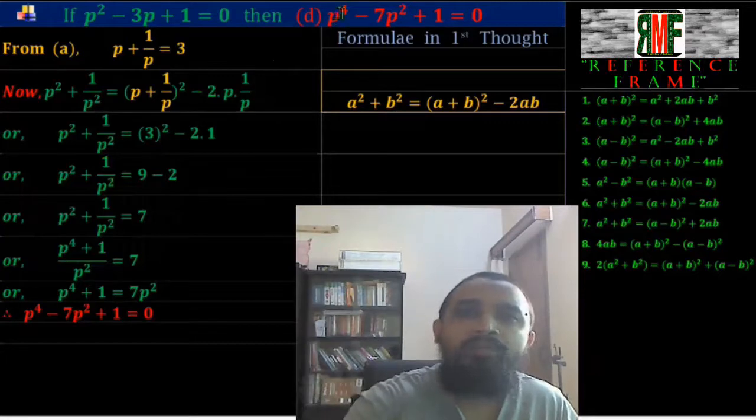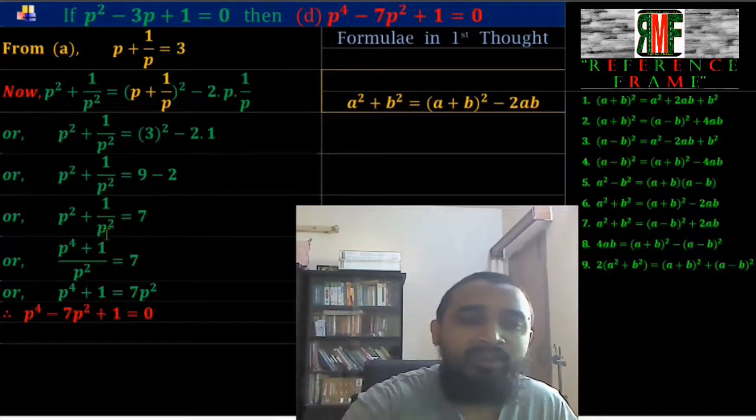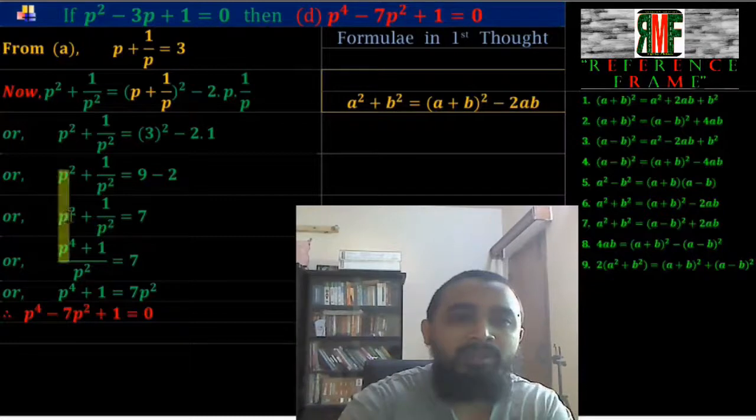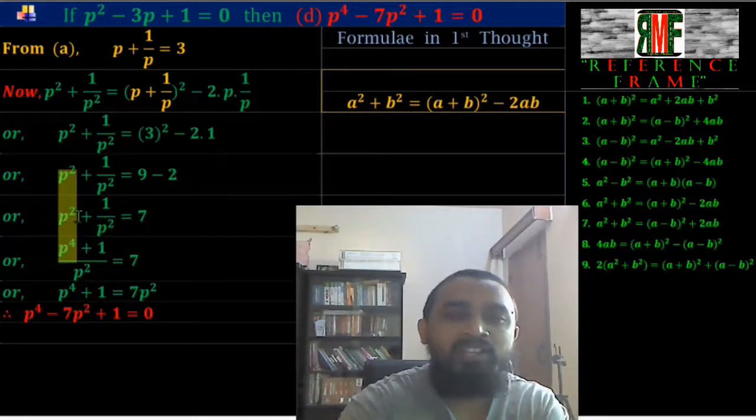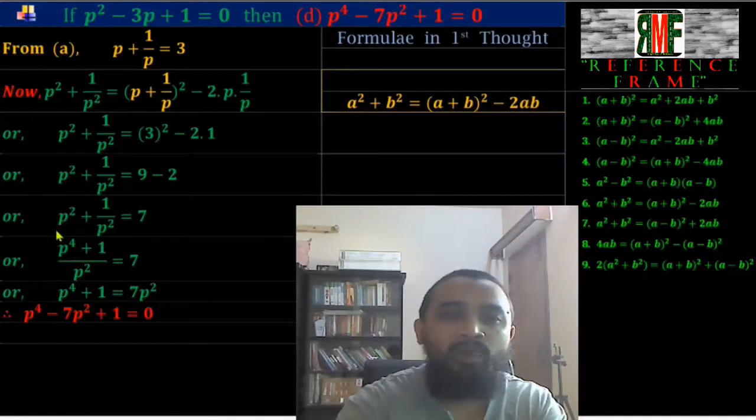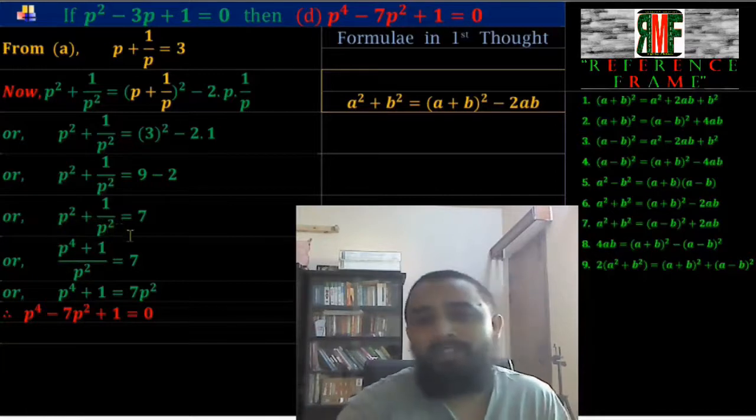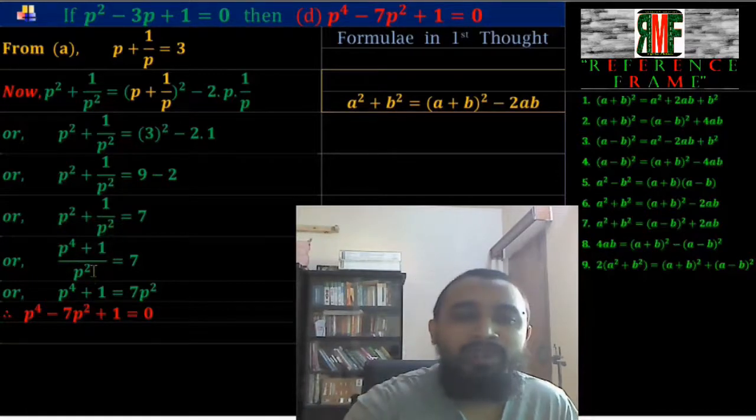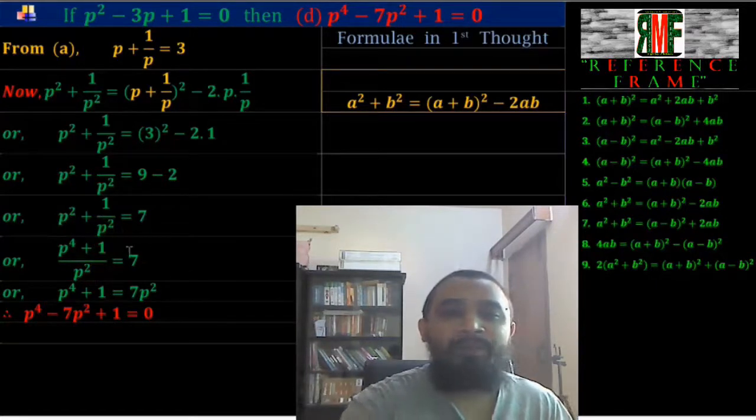Now from this part, what do you need to do? We need p to the power 4. So look, if we take LCM on the left hand side, what is it going to be? p square is the LCM, because below this p square, we have only 1 as denominator. So the LCM of 1 and p square is p square. If we multiply p square with p square, we get p to the power 4, and plus 1 as it is, equals 7.